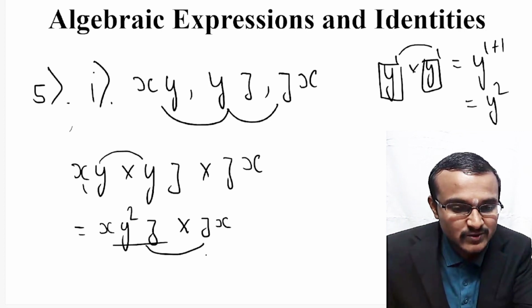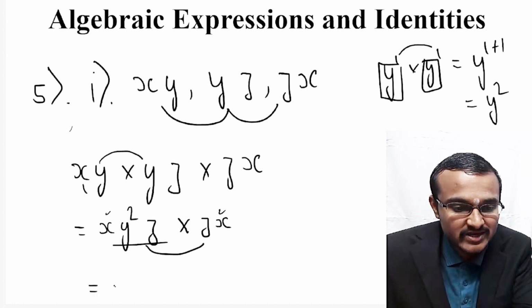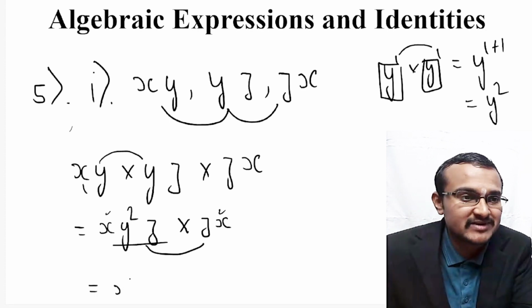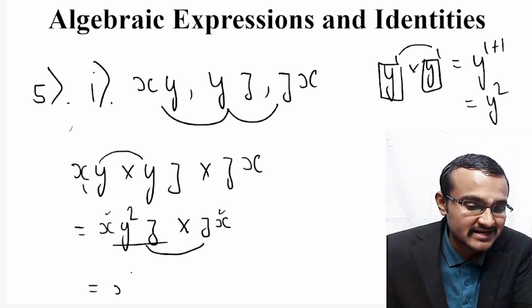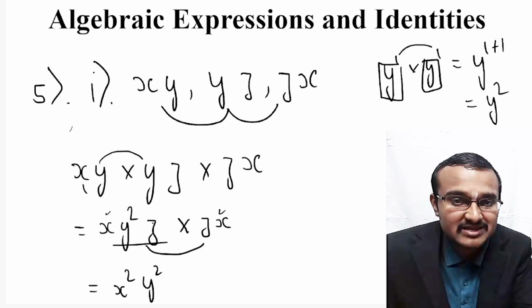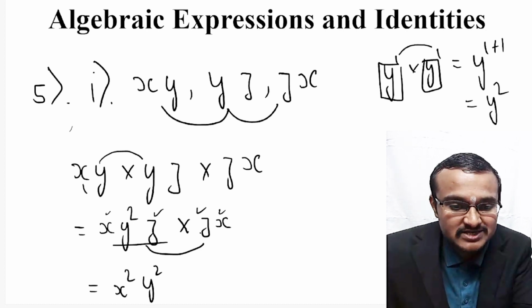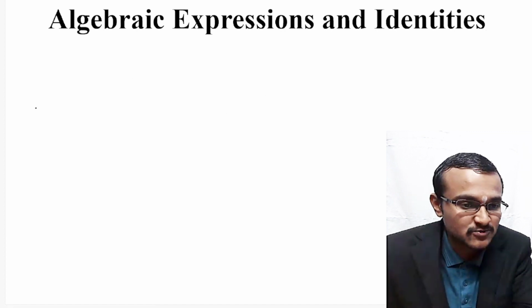So x y square z into zx. So here you can see x is there, here also x is there. So x into x will be x square, that is x power 1 into x power 1 will be x power 1 plus 1. So that is x power 2, so that is x square. So here x into x is x square, y square will be there as it is. So here z into z will be z square. So the answer for this first question in this particular fifth question is x square y square z square.